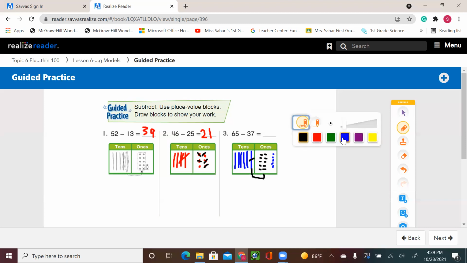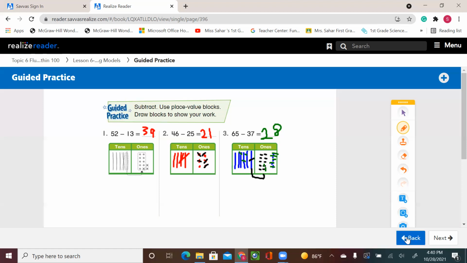So let me take a different color. Okay, so we get 1, 2, 3. That leaves me with 2 tens. I'm going to add my 2 tens here. And now I have 15. So 15 take away 7. I know 1, 2, 3, 4, 5, 6, 7. Let's count how many I have. 1, 2, 3, 4, 5, 6, 7, 8. So my answer is 28. So 65 minus 37 equals 28.